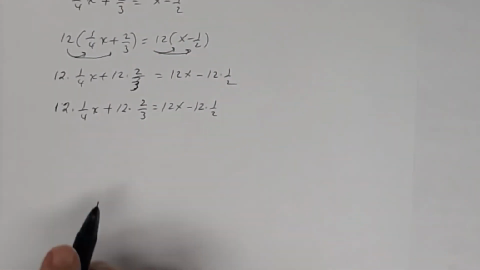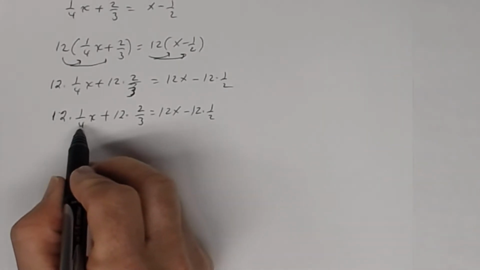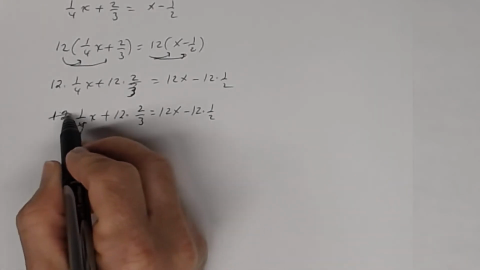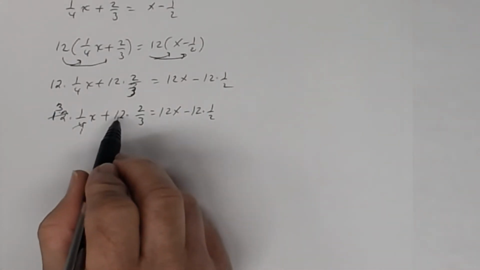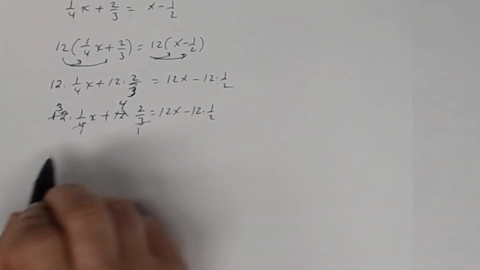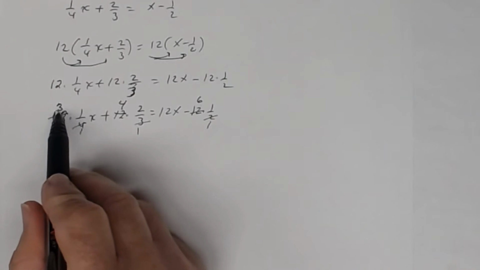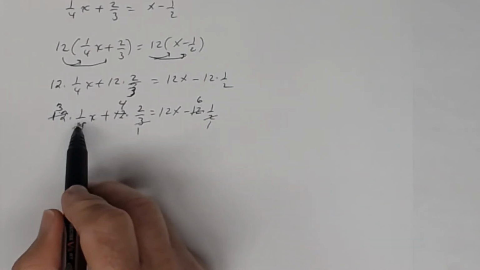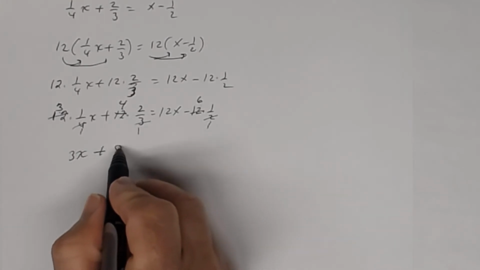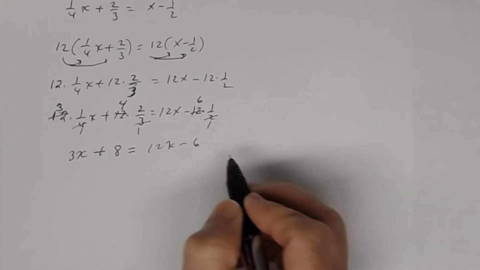Okay, so this is what I mean by clearing those fractions, getting that factor in the denominator to be a 1. If you're doing this correctly, this LCD will always be divisible by this denominator. So 4 goes into 4 once, 4 goes into 12 three times, always. It is, because 3 goes into 3 once, and 12 divided by 3 is 4. Same thing here, 2 goes into 2 once, 2 goes into 12 six times. And now let's go ahead and simplify this. 3 times 1x is 3x plus 4 times 2 is 8 equals 12x minus 6 times 1 is 6. So that's where we're at.